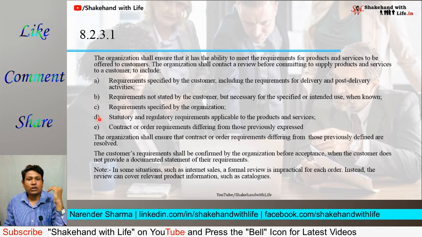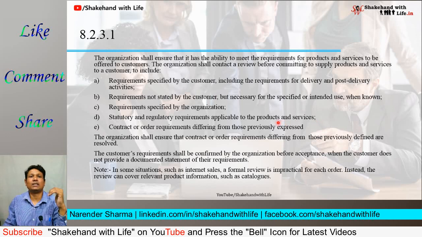D says statutory and regulatory requirements applicable to the product and services. This also must be considered by the organization, what type of statutory or regulatory requirements need to be considered. E says contract or order requirements differing from those previously expressed.